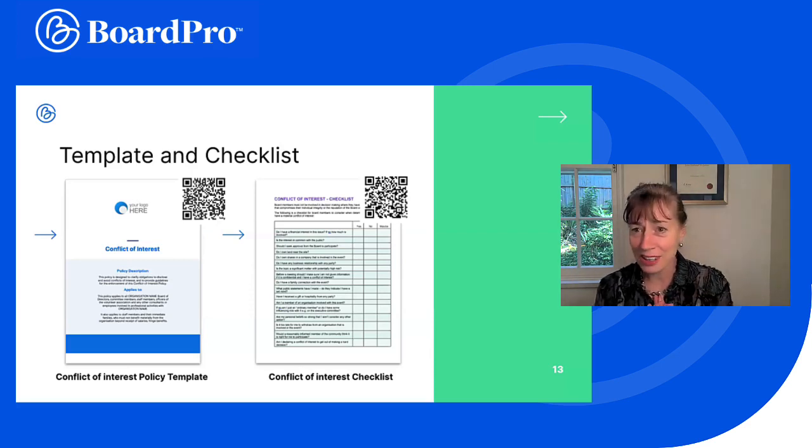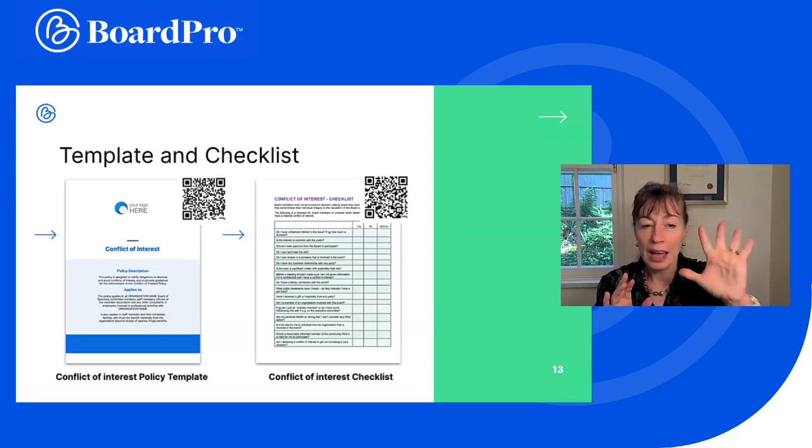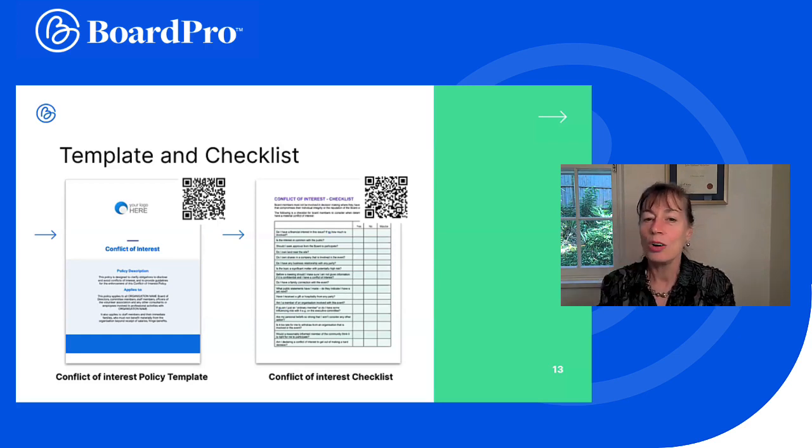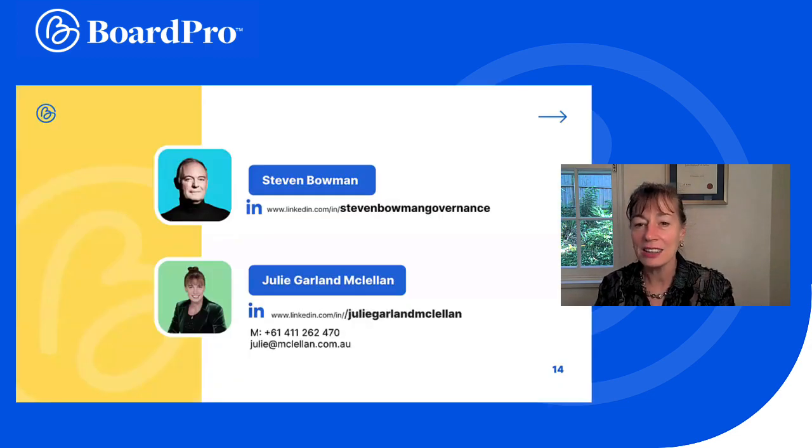I'm really sorry. But two things we've got for you, two really powerful things: a policy template and a conflict of interest checklist. So please scan those. You can do it right now, or you can do it later when you get your copy of these, which will be sent round to you. We've got literally 60 seconds.